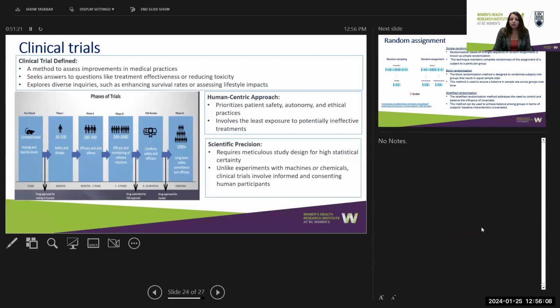So what is important for clinical trials? It's a human-centric approach, because we need to prioritize patient safety, autonomy, and ethical practices.